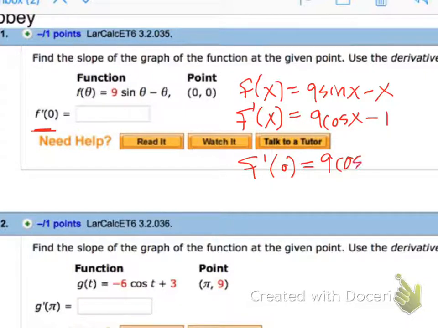And if you use your calculator, we'll talk a little bit of trig review here shortly, but either way you look at it, the cosine of 0 is actually 1, and so this ends up being 9 times 1 minus 1, and so you get 8. So that's where that comes from.